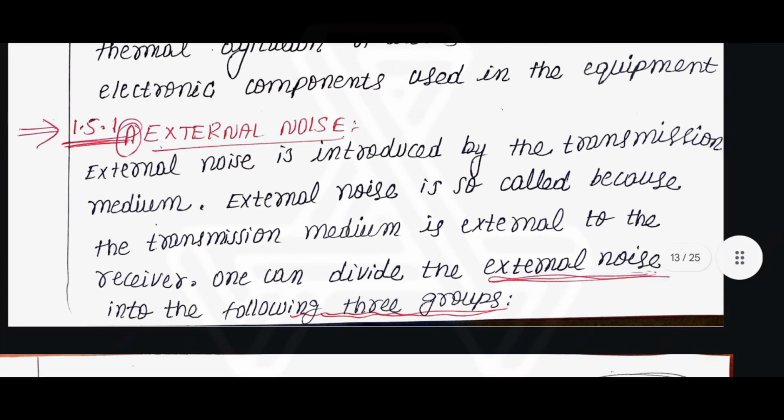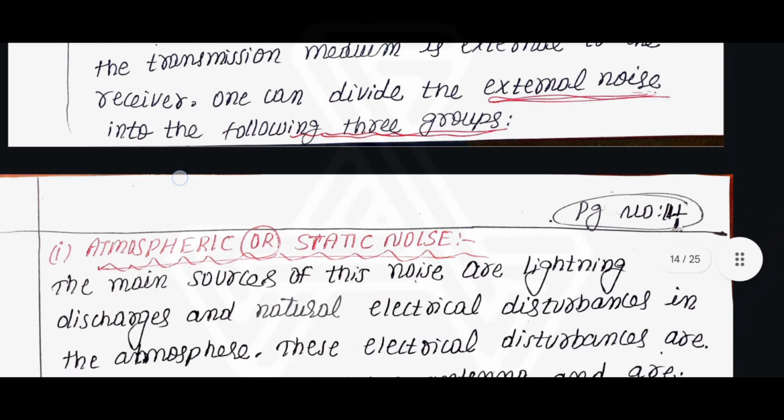External noise is introduced by the transmission medium. External noise is so called because the transmission medium is external to the receiver. One can divide the external noise into the following three groups.